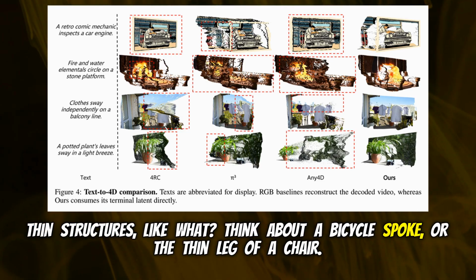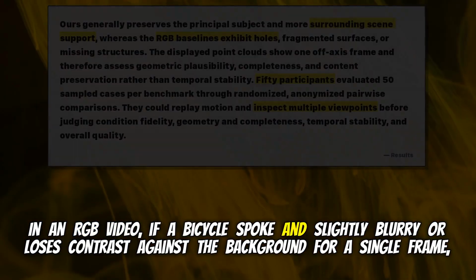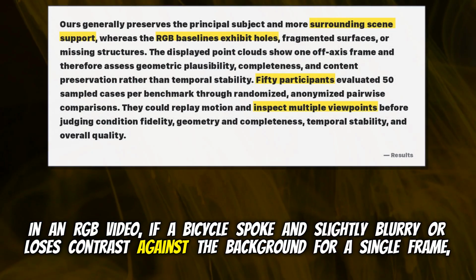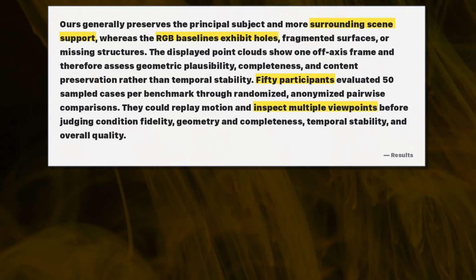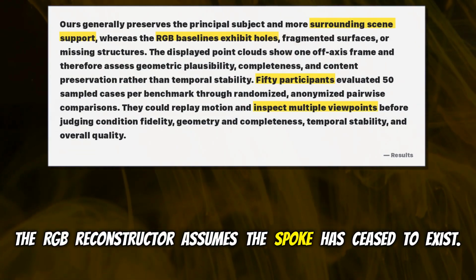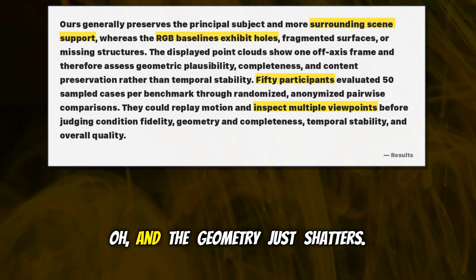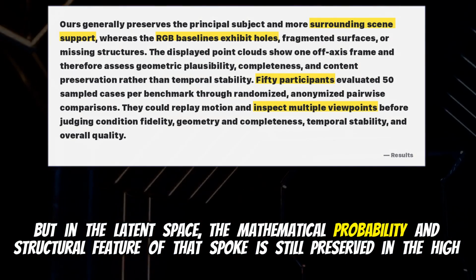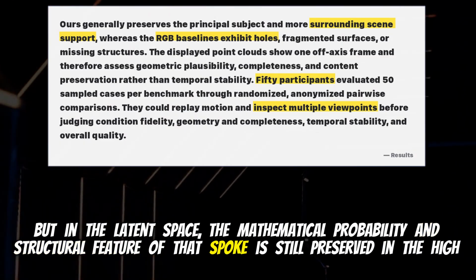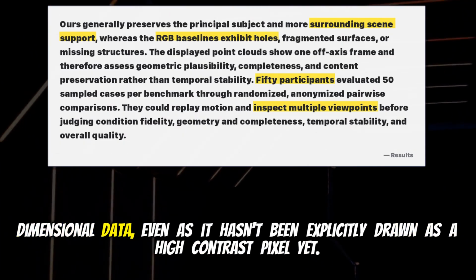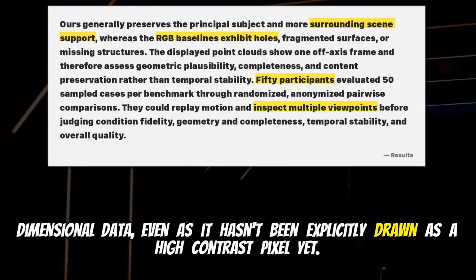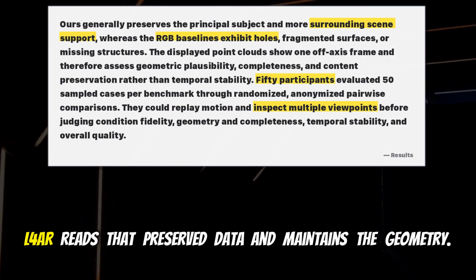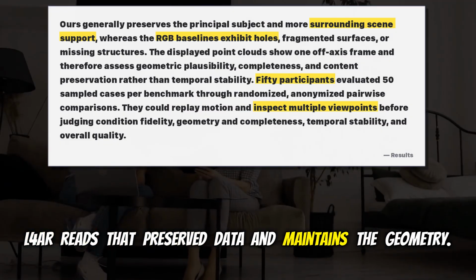Think about a bicycle spoke, or the thin leg of a chair. In an RGB video, if a bicycle spoke is slightly blurry or loses contrast against the background for a single frame, the RGB reconstructor assumes the spoke has ceased to exist. Oh, and the geometry just shatters. Right. But in the latent space, the mathematical probability and structural feature of that spoke is still preserved in the high-dimensional data, even as it hasn't been explicitly drawn as a high-contrast pixel yet. L4AR reads that preserved data and maintains the geometry.